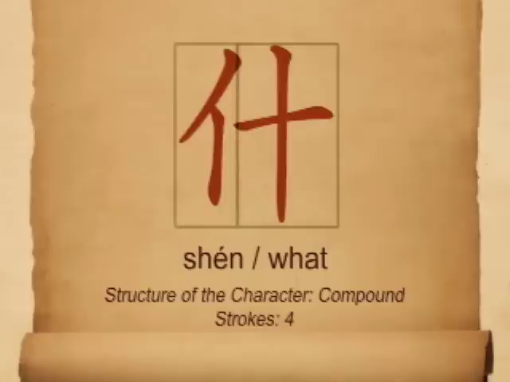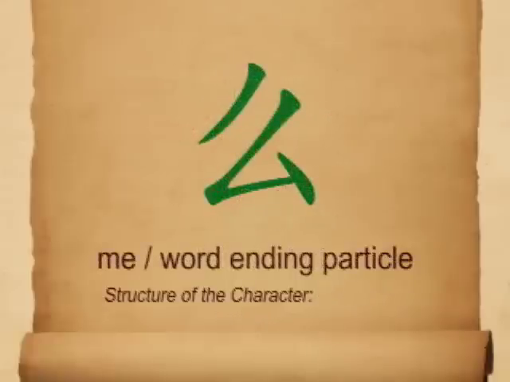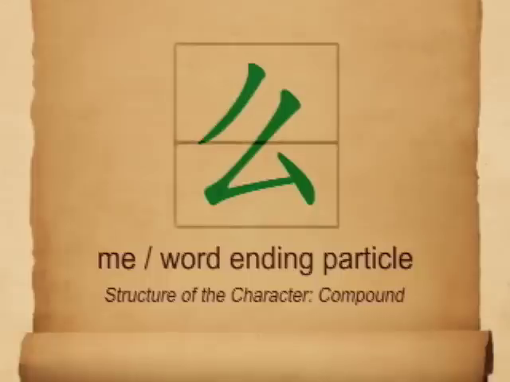There are 4 strokes. Here is 吗. What type of structure do you see? It's compound. 吗 has how many strokes? 好. It has 3. Does it have a tone? If you said neutral, you are correct.